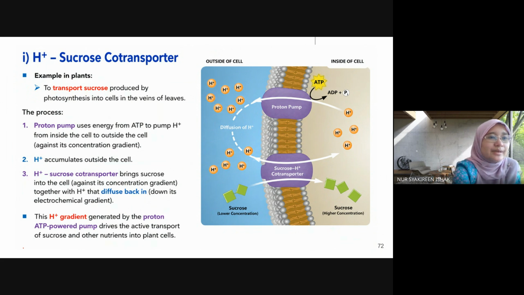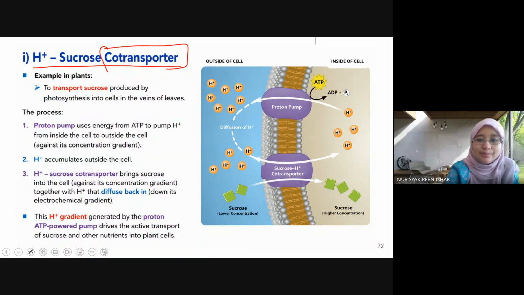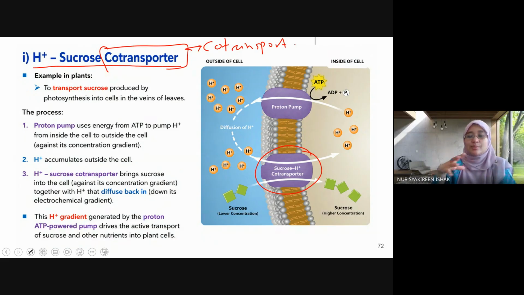Example, hydrogen ion sucrose co-transporter. Co-transporter is the name of the transport protein. The process is co-transport. The name of the transport protein is co-transporter. In this case, hydrogen ion sucrose co-transporter that occurs in plants. This co-transporter transports sucrose produced by photosynthesis into cells in the veins of leaves.